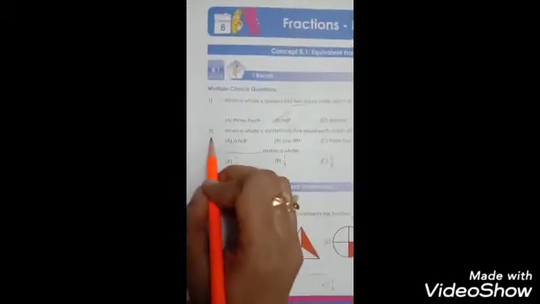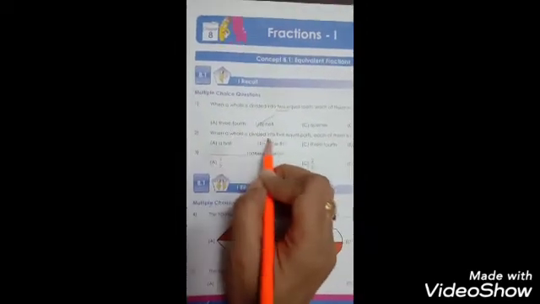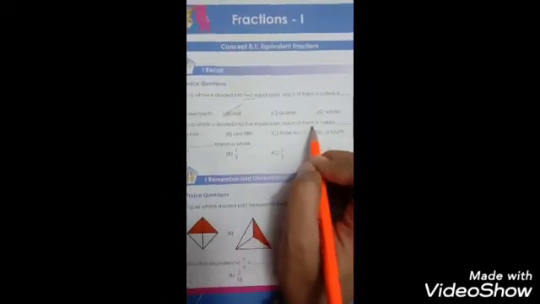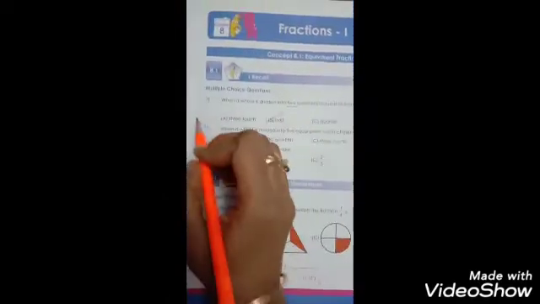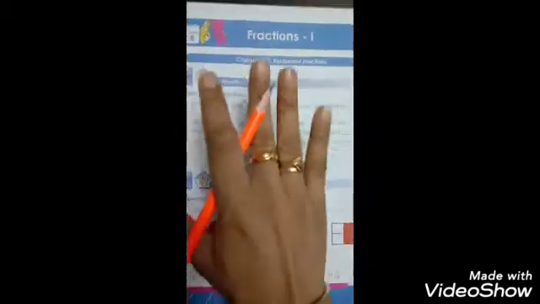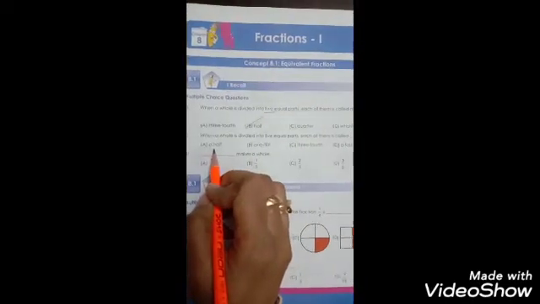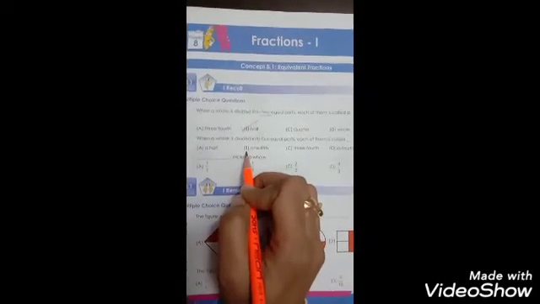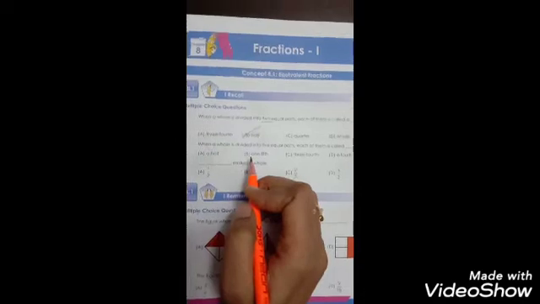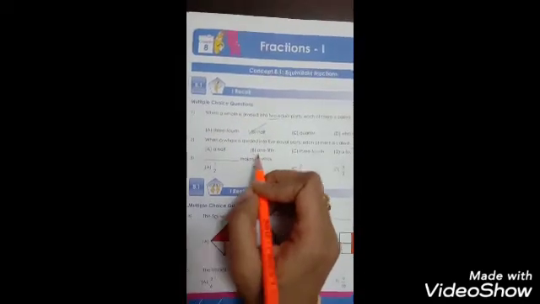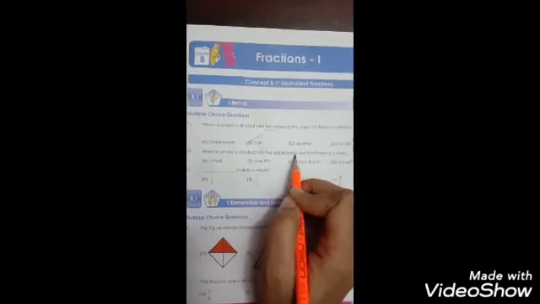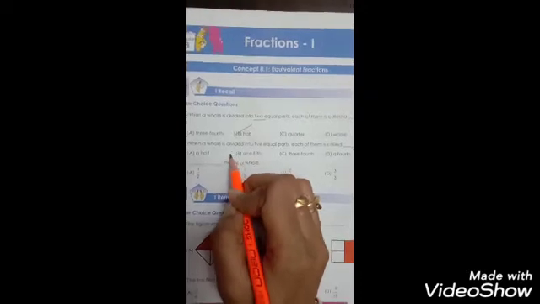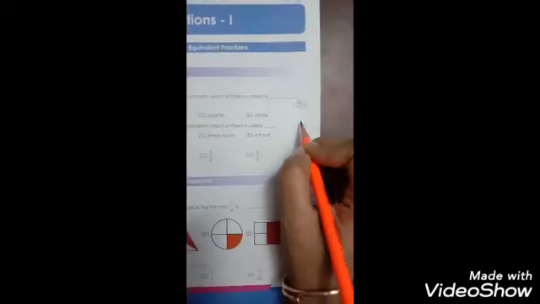Done? Next, number 2: when a whole is divided into 5 equal parts, each of them is called dash. A whole divided into how many equal parts? 5. Now, each of them is called what? Can you call it half? No. Option B, 1/5, that means 1 by 5. When a whole is divided into 5 equal parts, each of them is called 1/5. So B is the correct answer. Here you write B.